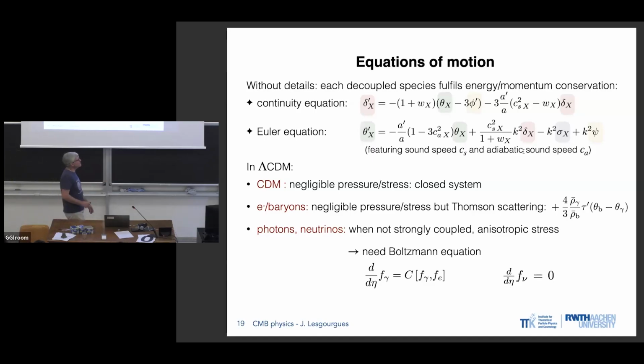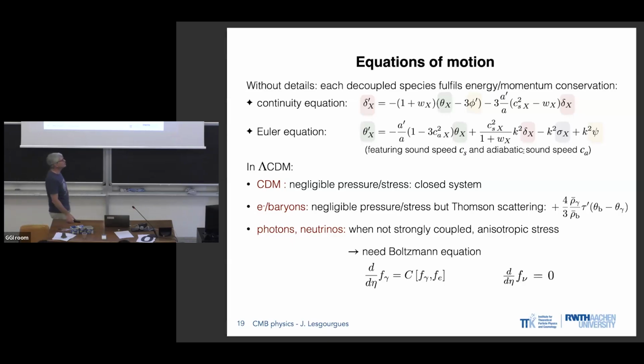Okay, when I have photons and neutrinos, which are decoupled, then there is no strong interaction that can isotropize pressure any longer. So we have an anisotropic pressure, we have a non-zero sigma, and this does not form a closed system, which means that in this case, the continuity and Euler equations are not the fundamental equations of motion of the fluid. There is a more fundamental one, which is the full Boltzmann equation.